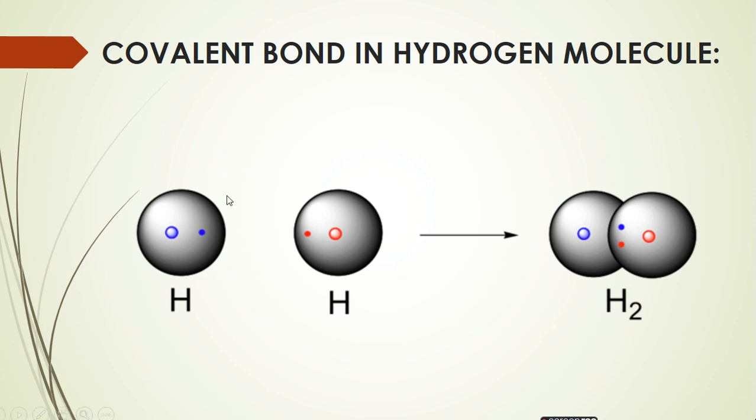Okay, now this is the covalent bond in hydrogen molecule. So this is a single hydrogen atom with one electron and another hydrogen atom with one electron. Together they will form a hydrogen molecule by sharing that one electron, forming a single pair which will complete the outer shell of both, and both will become stable. So by sharing their electrons, their electronic configuration will complete. They will complete their outer shell by doing so.